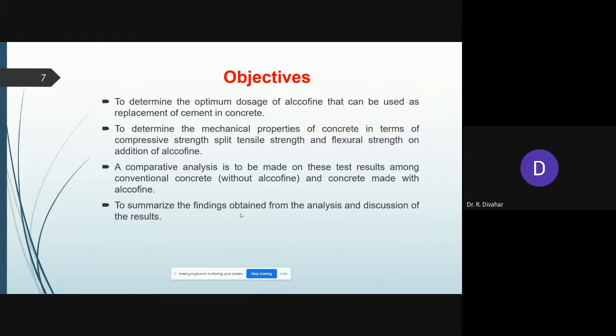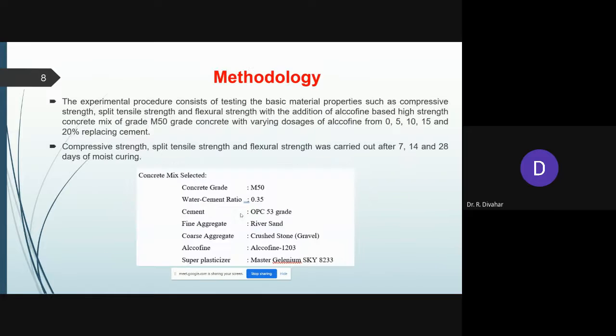The objectives of this paper are to optimize the dosage of alkafine that can be used as replacement of cement in concrete, and to determine the mechanical properties of concrete in terms of compressive strength, split tensile strength, and flexural strength with the addition of alkafine. We are comparing the results with the controlled specimen without alkafine, and summarizing the optimum finding from both the analysis and discussion.